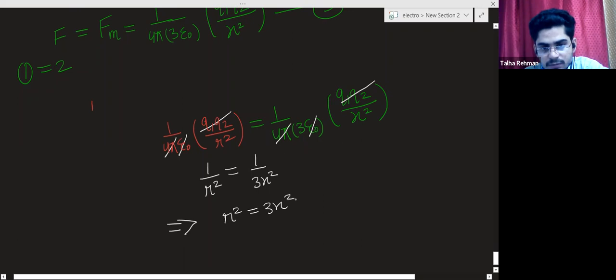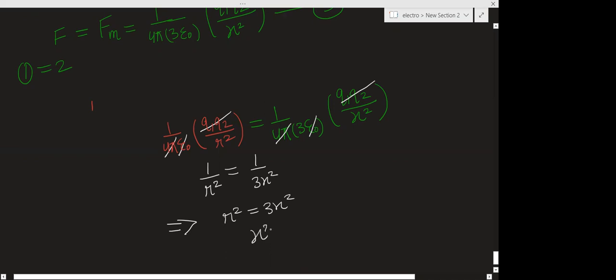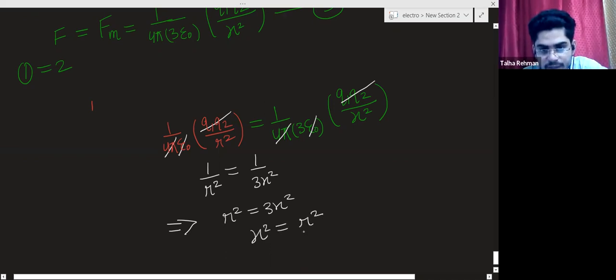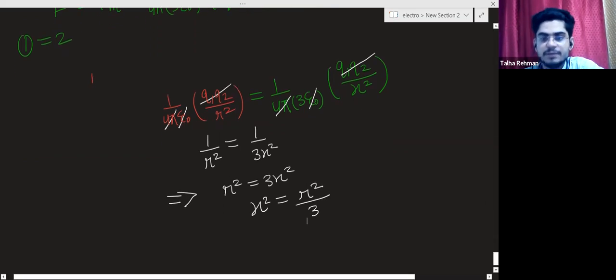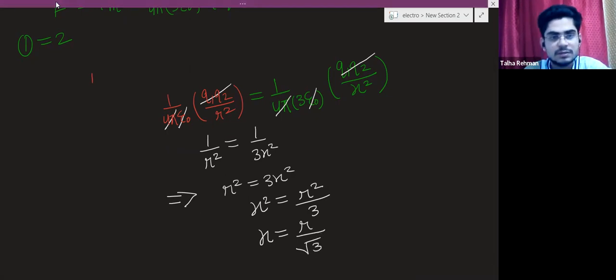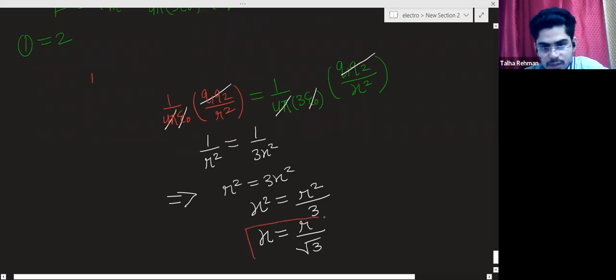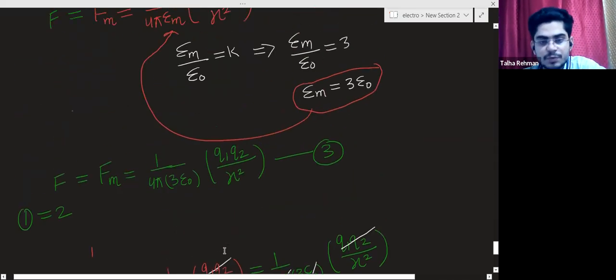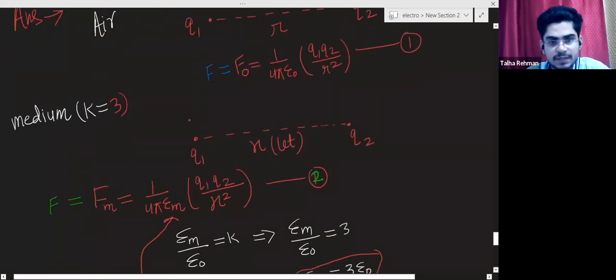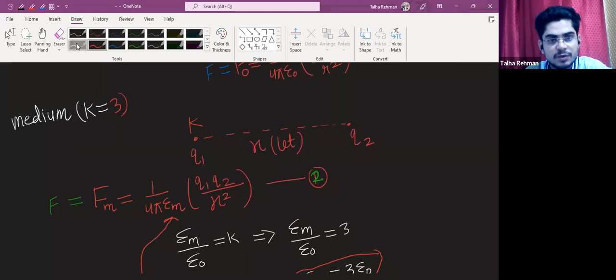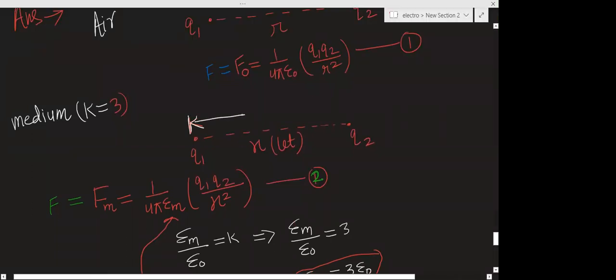Can I write this? Yes, sir. From here I can write x square equal to r square by 3. And if I calculate x, then x comes out to be r upon root 3. This is our answer. It means we have to place these two charges at a distance of r by root 3.